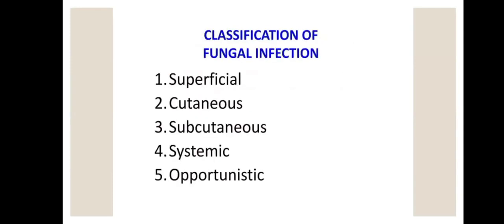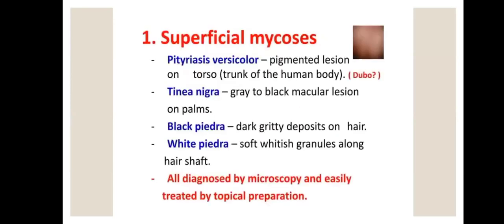So, superficial, cutaneous, subcutaneous, systemic, and opportunistic. Superficial mycosis, that is Pityriasis versicolor, very, very common in OPDs. That's pigmented lesions, mostly on the trunk of the body. Tinea nigra, gray to black discoloration, macular lesions on the palm also. Black piedra, that is in the head. That's like a lice infection, you can see. If it is white, it is white piedra, and black in color, you can see that.